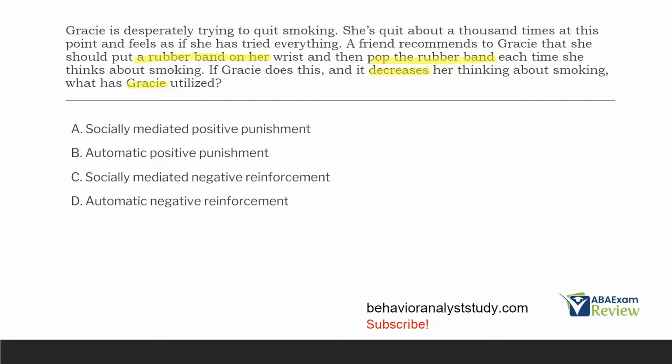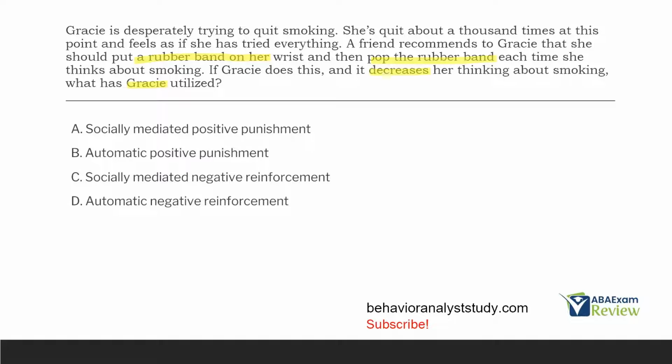So if we look at our answer choices, we have positive punishment, and then we have these negative reinforcements. Well, we can eliminate C and D, negative reinforcement, because we're not increasing behavior, right? Behavior is decreasing. And it gives us positive. So then we have to answer this question, is it socially mediated or automatic? Well, be careful. Just because Gracie's friend recommended the intervention, Gracie's friend isn't the one administering or delivering the consequence. Socially mediated means a second person is giving the consequence, right? They're providing the consequence. That's not happening here.